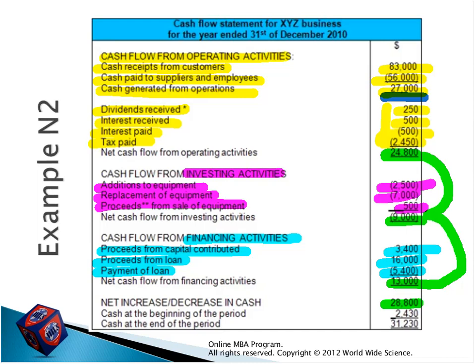And as well, we have some cash at the beginning of the period. Any company which already exists might have cash at the beginning of the period. It might be a negative figure as well, or a positive figure. Here it comes in positive at 2,430. And in total, we have all our cash at the end of the year in the value of 31,230 USD.